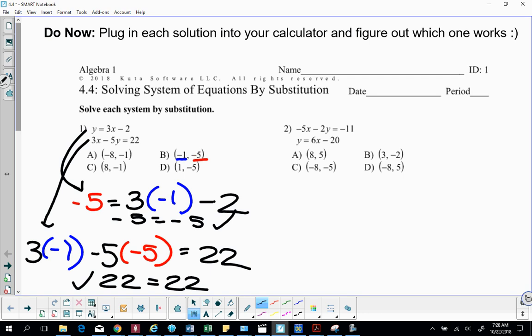Who got the answer to the second one? Jalen? B. It did end up being B. So when I plug in 3 for X and -2 for Y, for both of these, they do end up being true. Who got both of them? Raise your hand. Does everyone understand what I'm talking about when I say plug it in? Cool. All right, so we're going to get started with today's lesson.